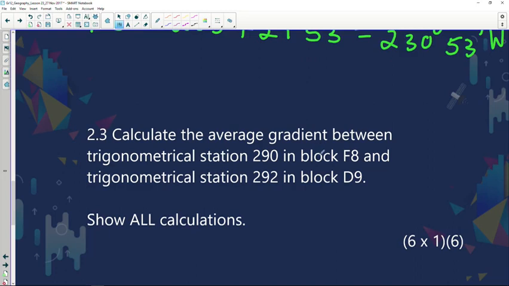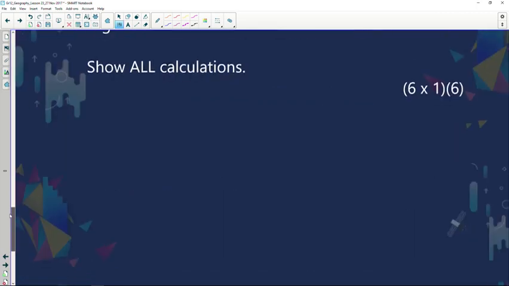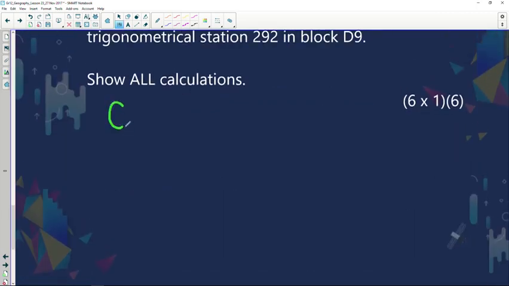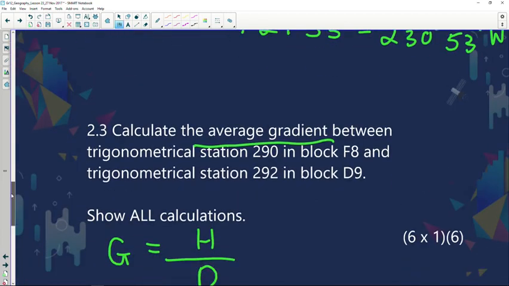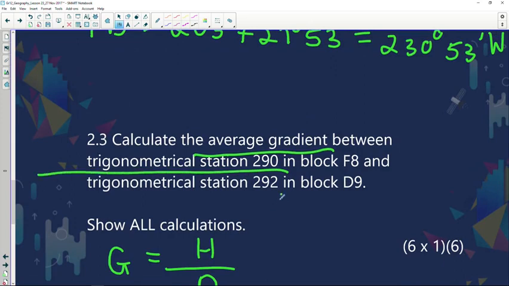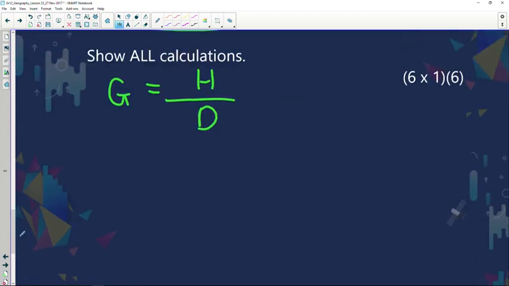Calculate the average gradient between trig station 290 in block F8 and trig station 292 in block D9. Now, first of all, most importantly, know your formula. Gradient equals the height over the distance. Immediately you've got your first tip as well. Where do you find trig station 290 and 292? You find it on your 1 to 50,000 map. And we calculate gradient always in meters, so I'm just going to add over there. We know we need to times it by 500.